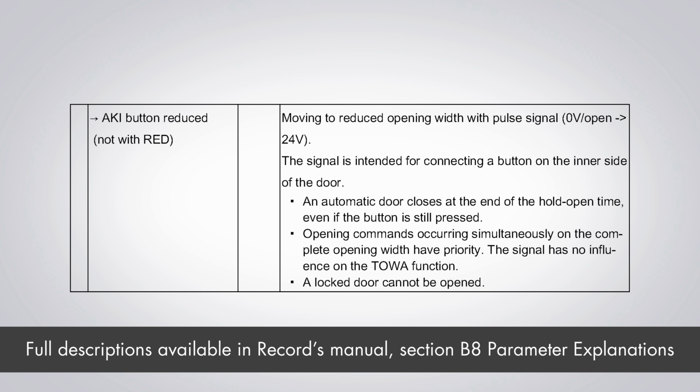The next option would be button AKI reduced. So you would program in a momentary push button, so when it's activated it will open the doors on the AKI activation inside impulse, but to a reduced opening, your winter setting, whatever that is set to.